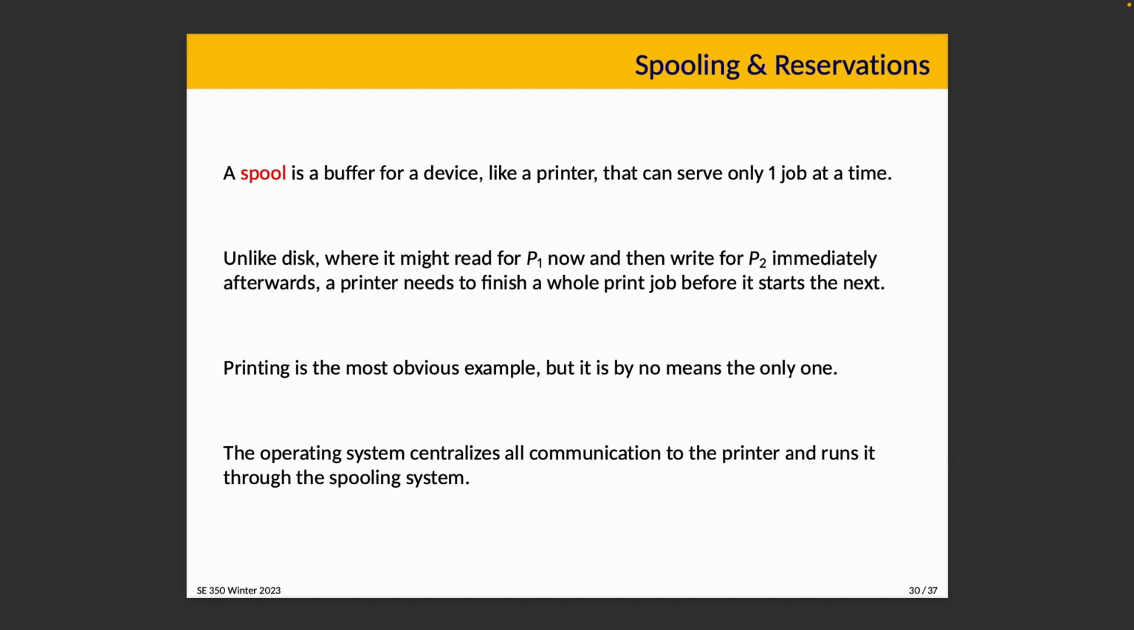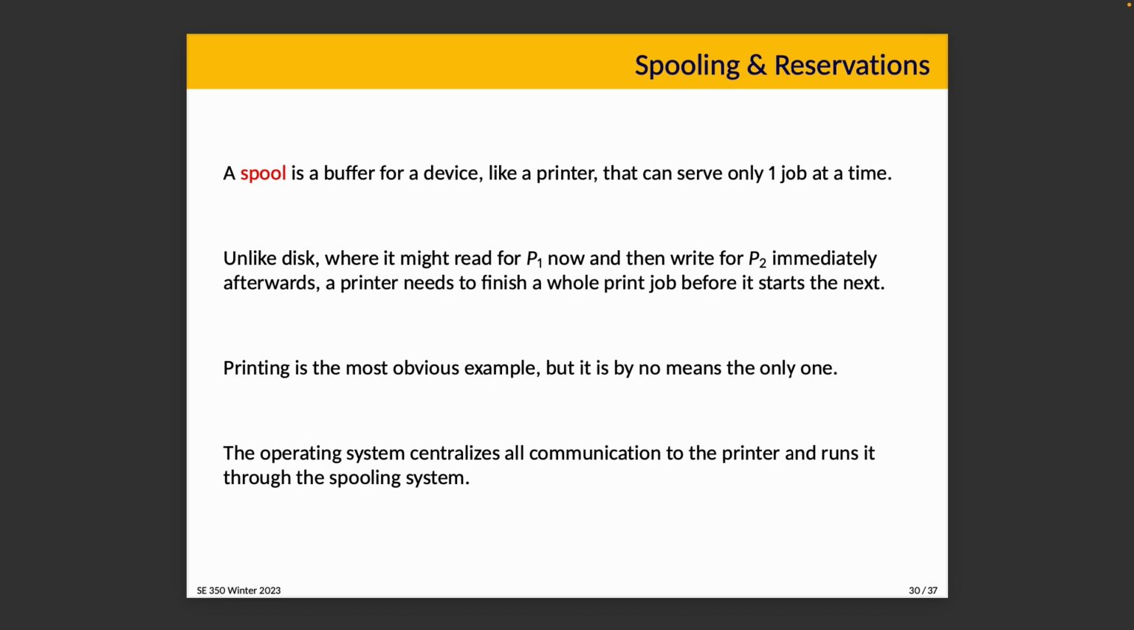Unlike disk, where it could do a read for process P1 right now and then a write for P2 immediately following, the printer needs to finish the whole job before it starts on the next one. Printing is just a super obvious example of this, but is by no means the only one. And so what the operating system does is it centralizes the operation of the printer.